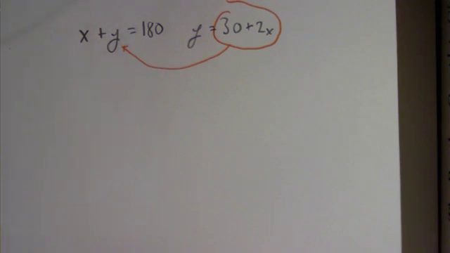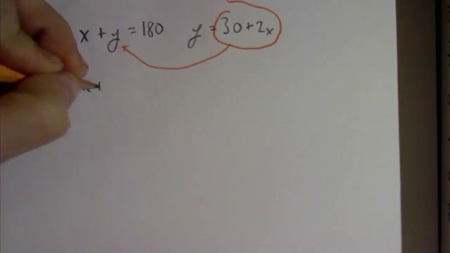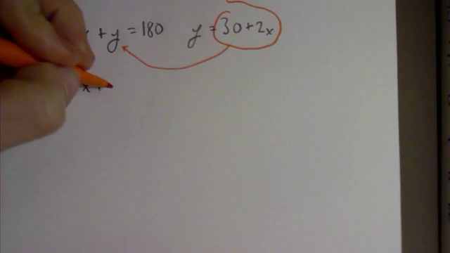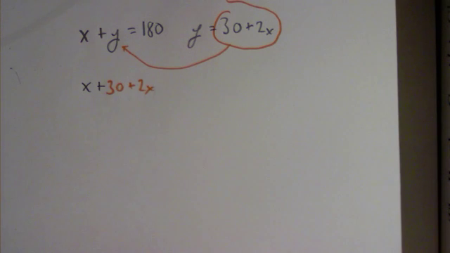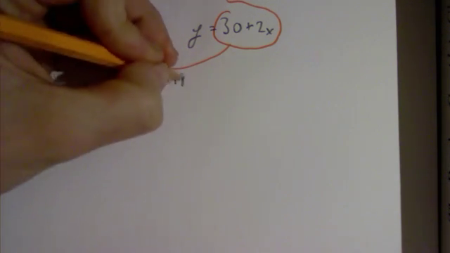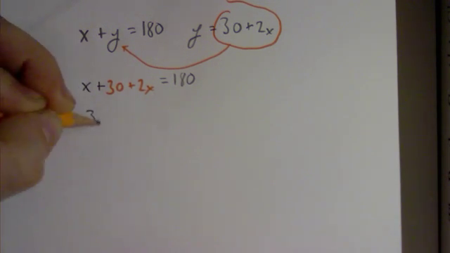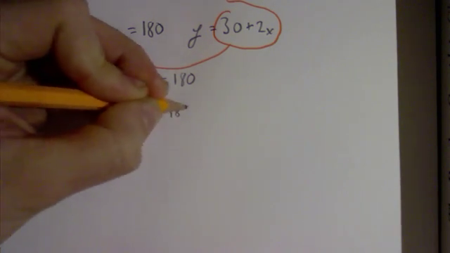So let me write this out as x plus, instead of y, I'll do what y is equal to, 30 plus 2x, and that is all equal to 180. At this point, now I'm just solving for a single variable. I'm just solving for x. So I'll combine like terms. x plus 30, those aren't like terms, but x and 2x are. x plus 2x gets me 3x plus 30 equals 180.